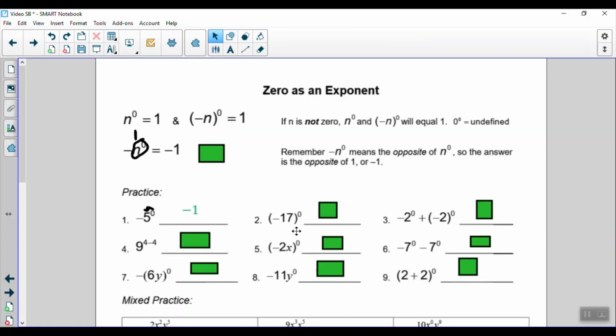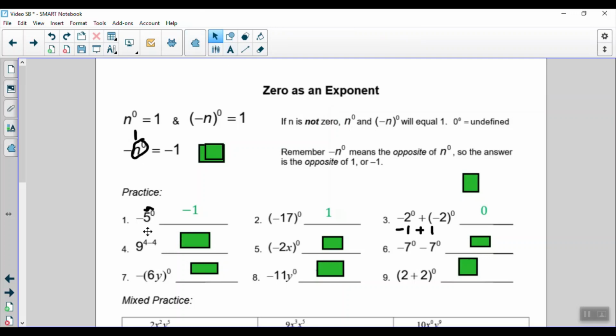Here's kind of the opposite. We have our parentheses, negative 17, everything's in parentheses, so our 0 is changing everything to a positive 1. Here we're going to be adding, so we've got to think about these individually. Negative 2 to the 0, no parentheses, is going to stay negative, plus negative 2 to the 0 with parentheses, that changes to a positive, so we have negative 1 plus 1 is 0.